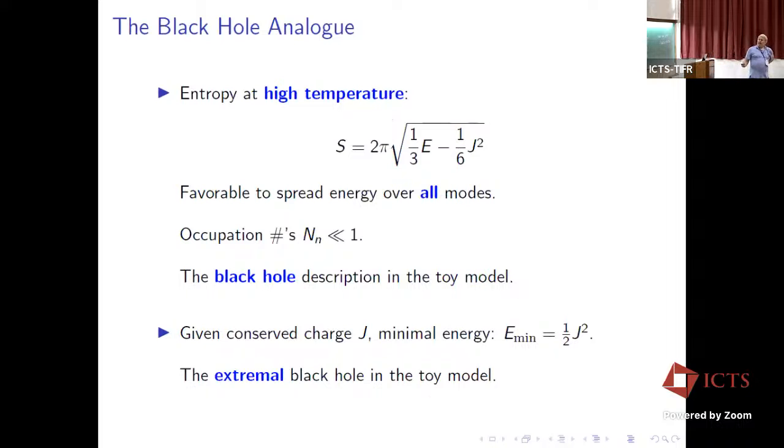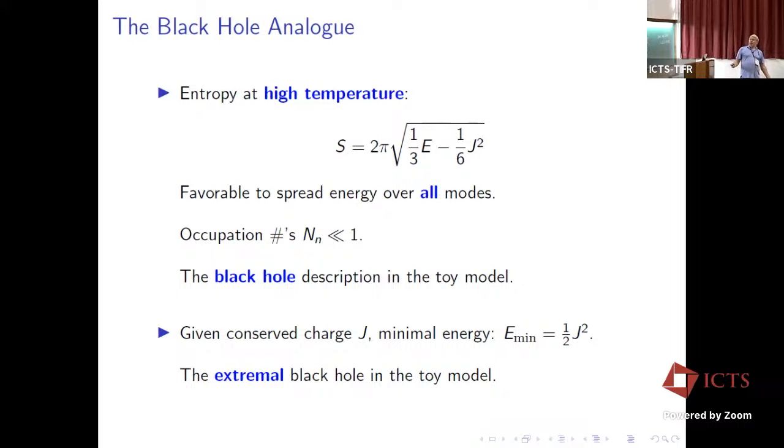Well, the entropy at high temperature is this. Basically, it's favorable to spread over all modes. On the other hand, the occupation number of each single mode is going to be much less than 1. This gas is classical. We use many, many modes, and we put a little bit in each of them. We actually don't put a lot in any mode. This is classical mechanics, statistical mechanics, actually.